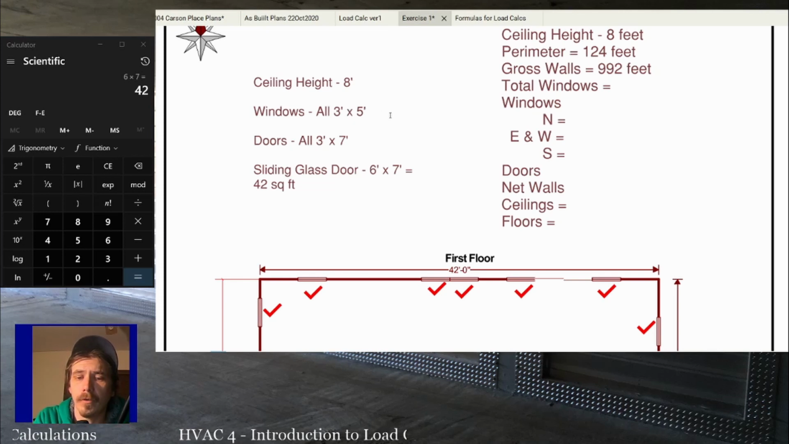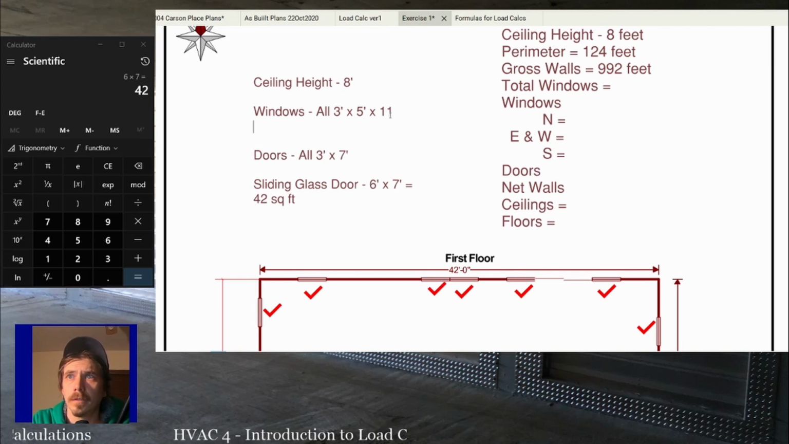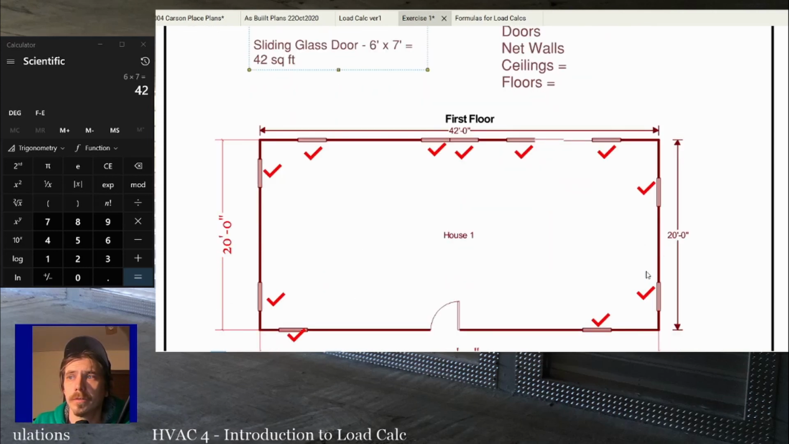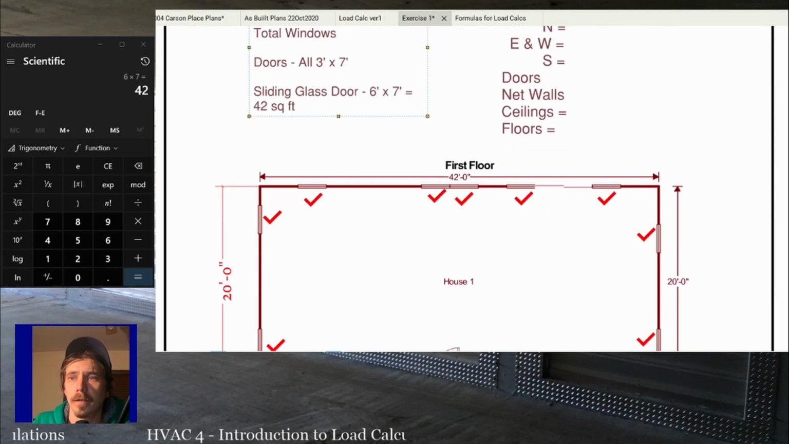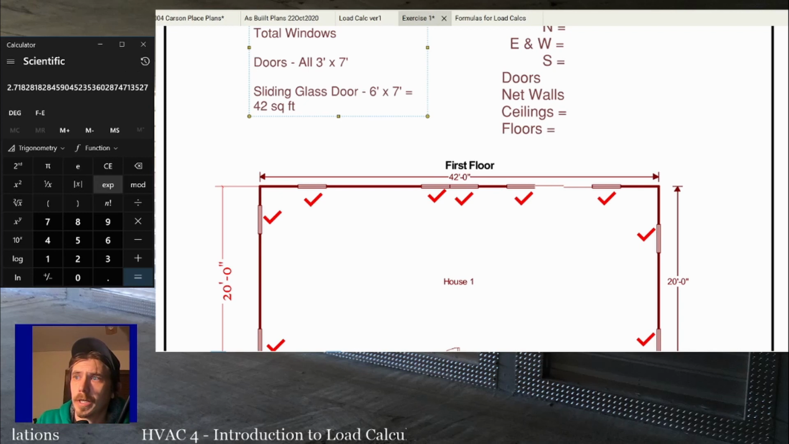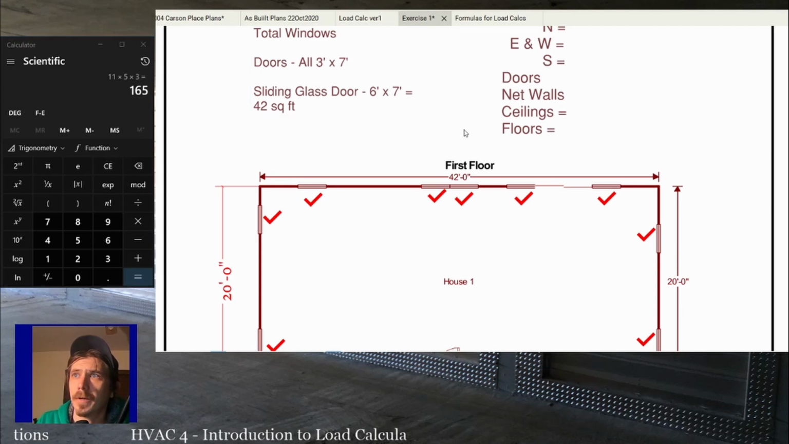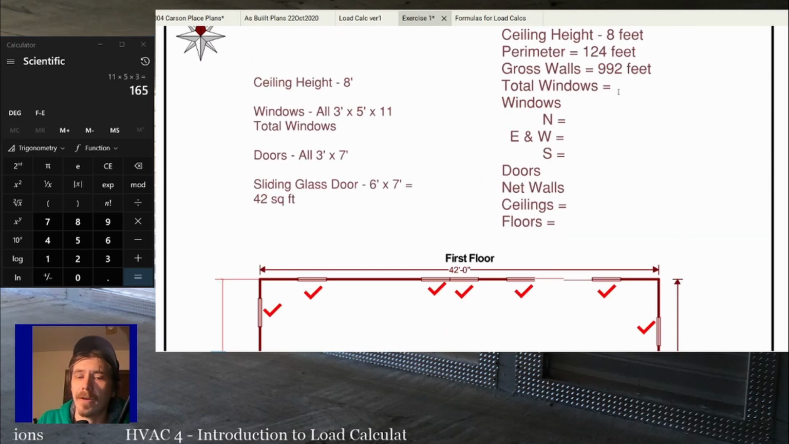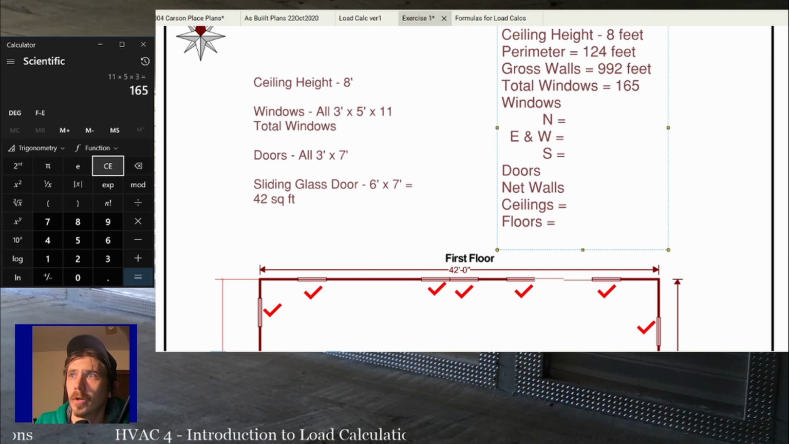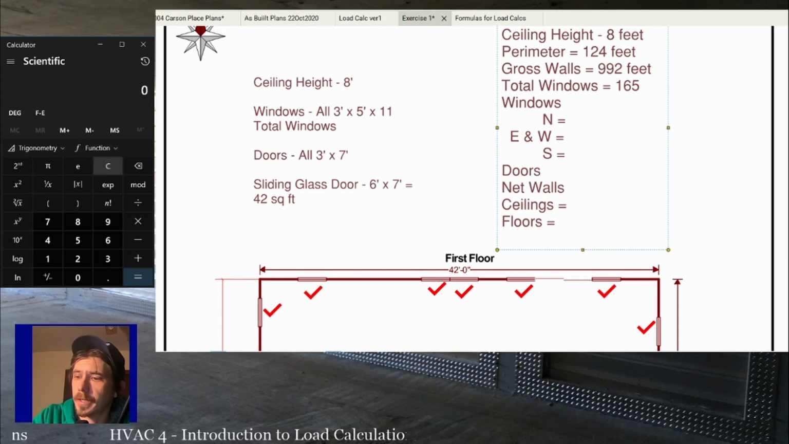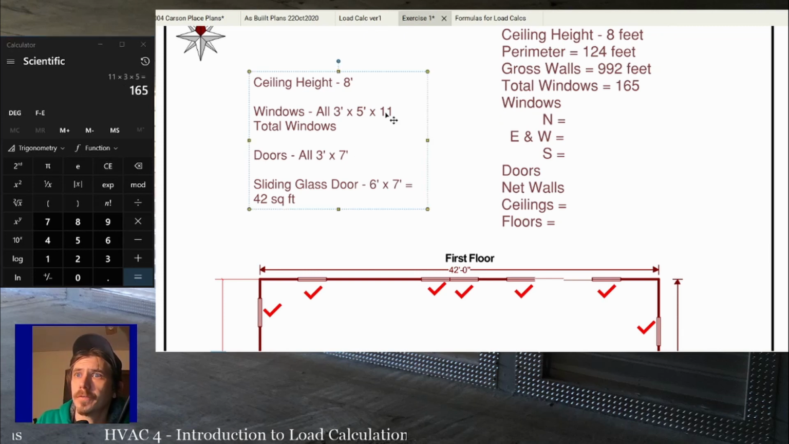All right. So if we have 11 windows, then all we need to do is 11 times 5 times 3, and that will be our total windows, right? So we have 11 windows times 5 times 3. So check it out. We'll do 11 times 5 times 3 will give us 165. So if we didn't have any sliding glass doors, right, we'd have 165 square feet of windows. And I need to fix something. I'll do it in just a second. 165 feet, but we need to add.